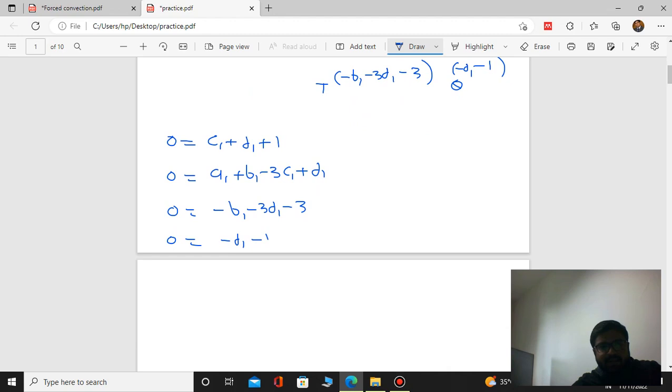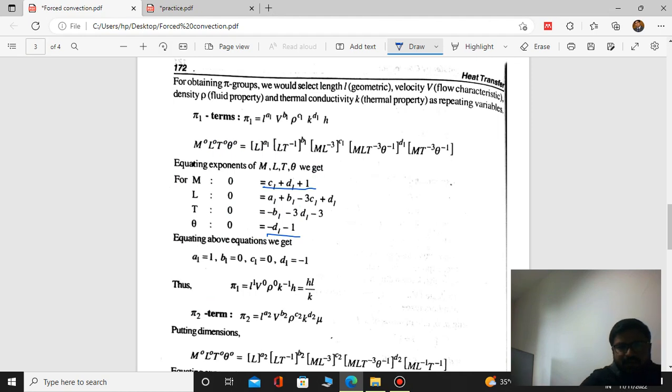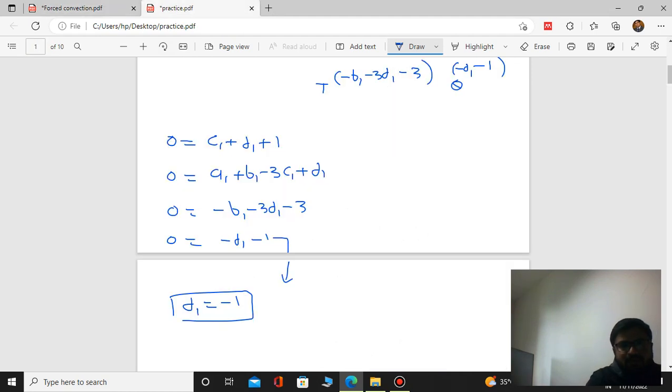Now here we can directly find out what D1 is from this formula. So if we utilize this formula, what would be D1? So D1 would be minus 1. Clear? D1 is minus 1. Then after we will find out C1. So for that what you will have to do? Now this value you will have to put here.